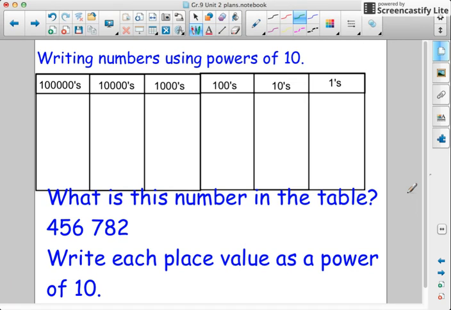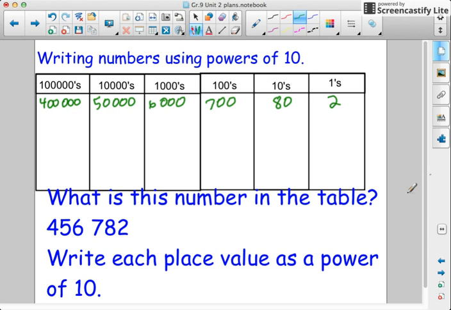What we're going to do is write numbers using powers of 10. So we're going to split these numbers up actually into expanded form. Okay, so break it up into its place values to start with. So our number is 456,782. So we're going to split it: that 4 is 400,000. Okay, then 50,000, 6,000, 700, 80, and 2. Okay, so if you added all of those up, you would get this number.